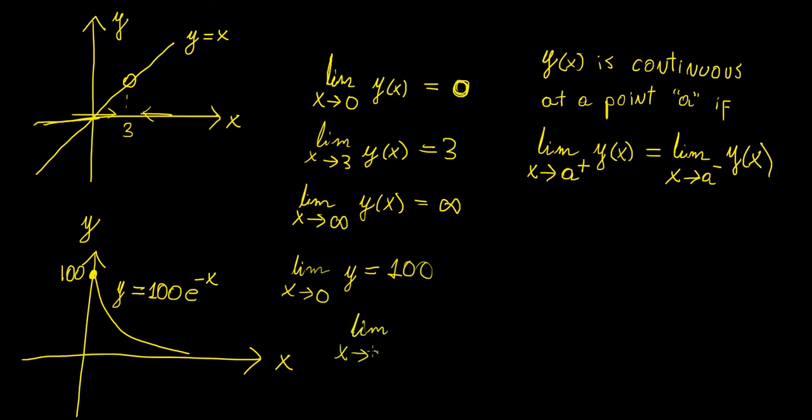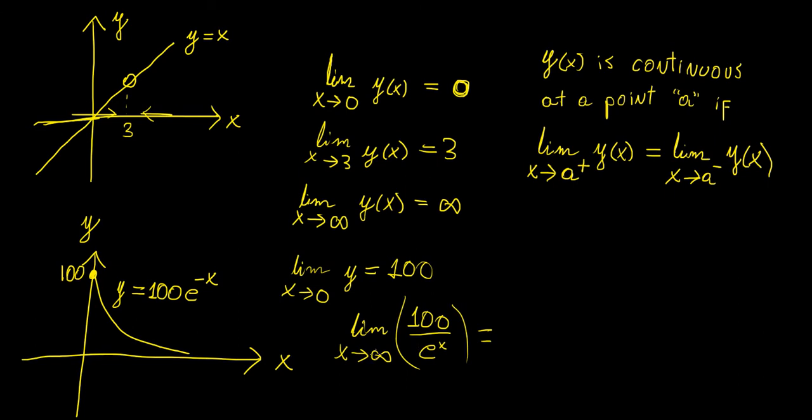Now, the limit as x approaches infinity, so that one is quite interesting because it turns out that if you plug in infinity in here, well, let's just rearrange this equation first. Let's write it down as 100 times e to the x. So I'm just bringing the power down, and I'm expressing the function in this form. Now, what do you think is going to be the limit of this function?